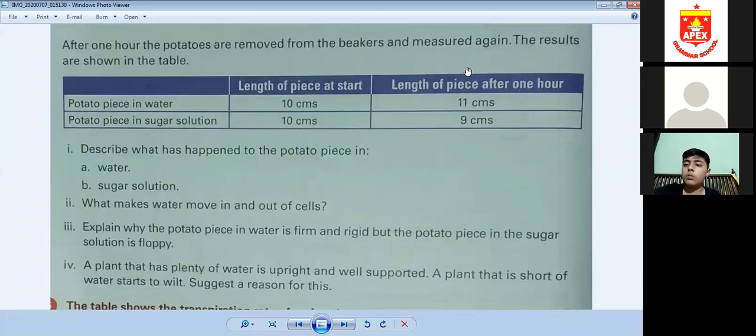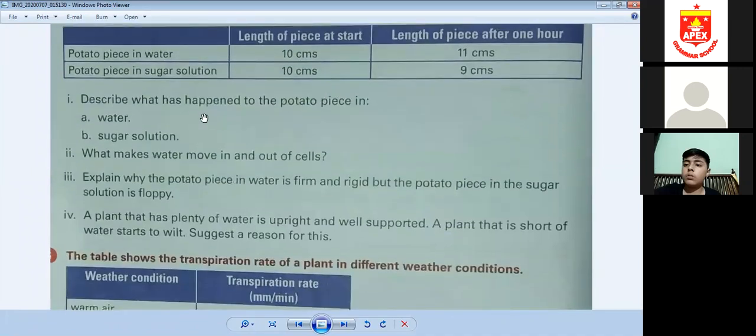What are the questions? Results. We have results in front of us. So look at here. Describe what has happened to the potato piece in water and in sugar solution. What is the difference between the two? First of all, you have to think about why their length began to differ. Okay, please think about it. Okay, what is the change in their length? What happened with them?